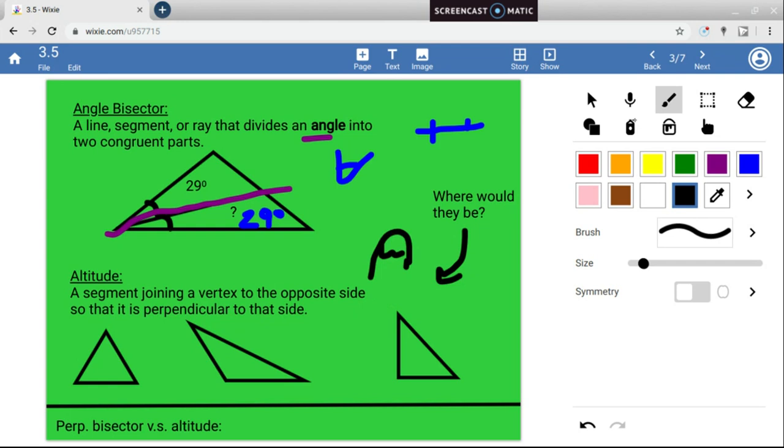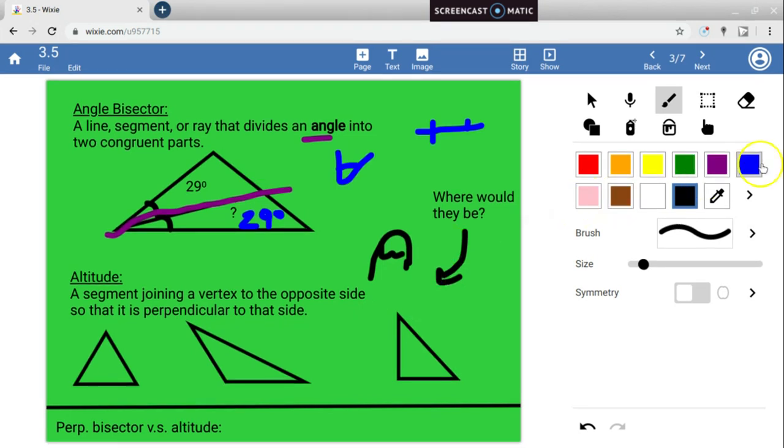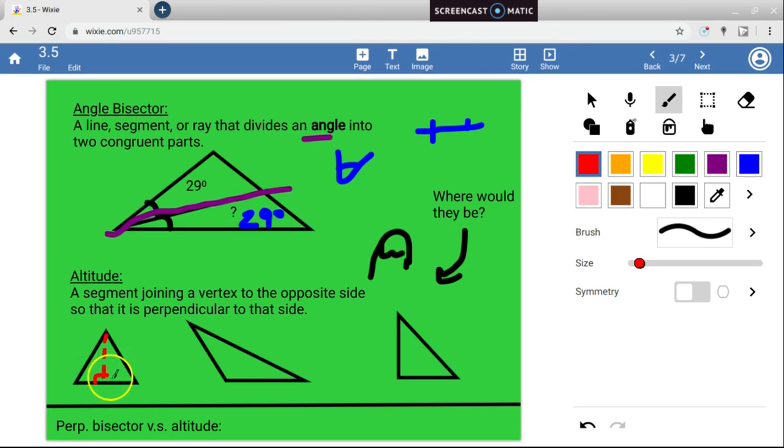That's kind of wordy, so we'll show what it looks like right here in each different kind of triangle that there is. So this is just an acute triangle. What would it look like there? Well, it would look like this. It would make that perpendicular right there.